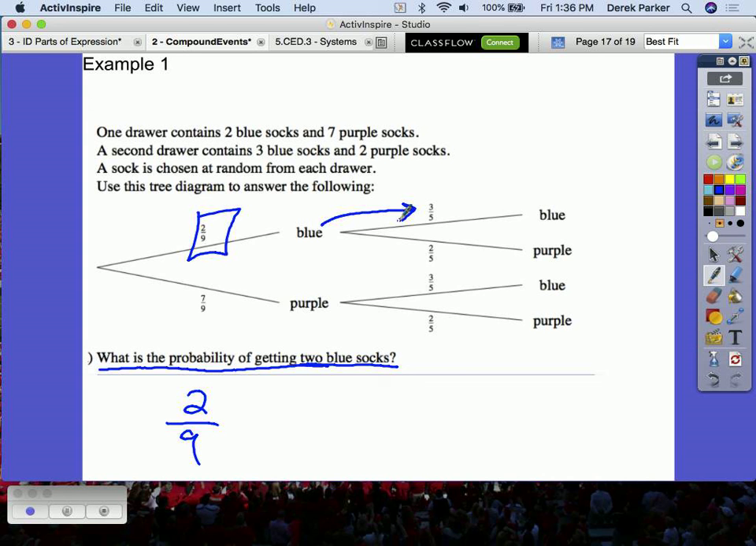Now, this is independent. You're going from one drawer to another. So we're going to take 2/9 times 3/5. That's going to be 6/45. And then we simplify that fraction. A common factor of 6 and 45 is 3. And I end up getting 2/15.